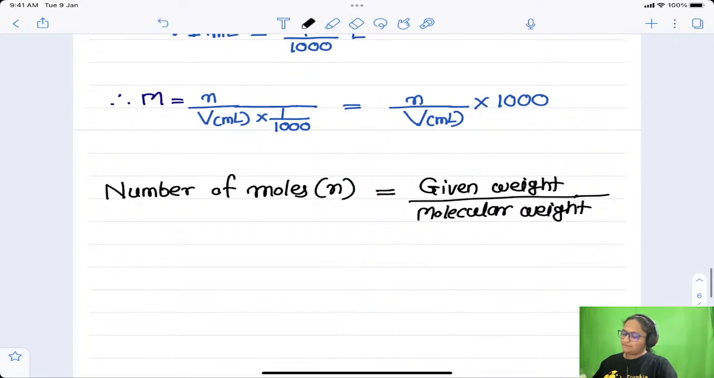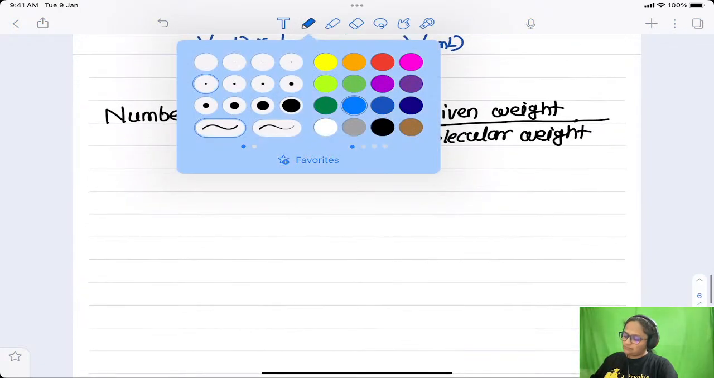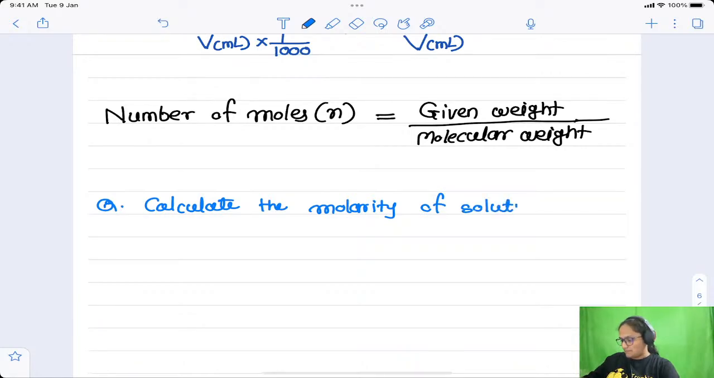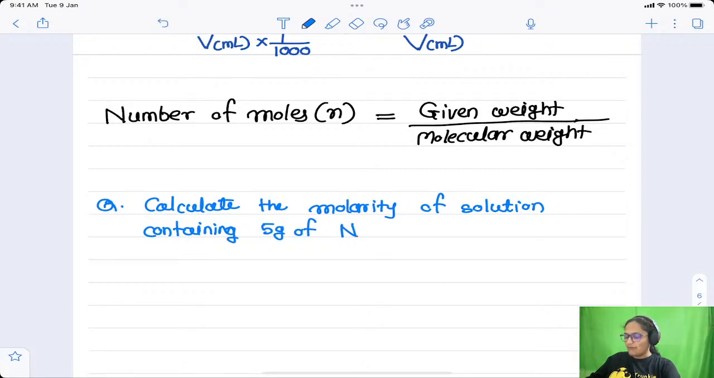Okay, let us see the question. Calculate the molarity of a solution containing 5 gram of NaOH in 450 ml of solution. Here each and every word is important.